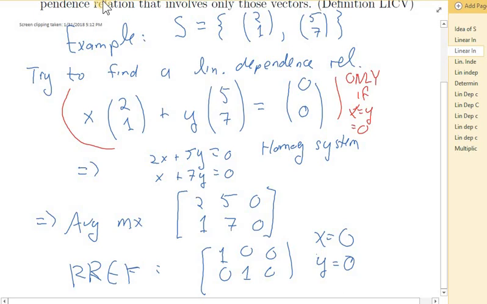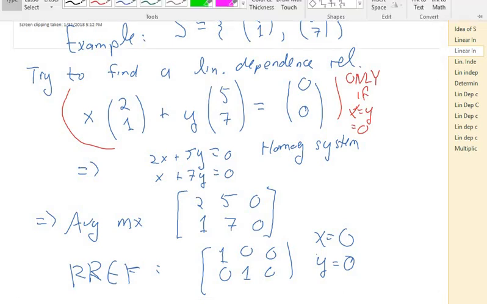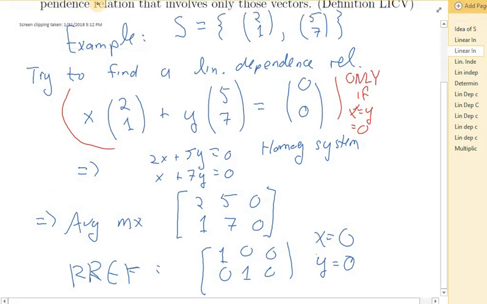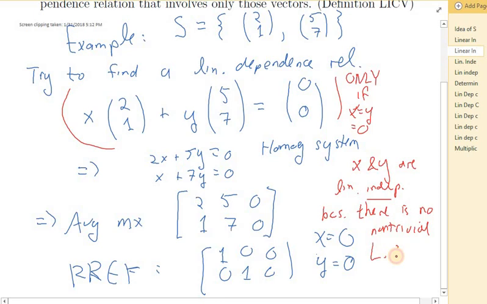Okay, so I can just complete this by saying x and y are linearly independent because there is no non-trivial linear combination that adds to 0.